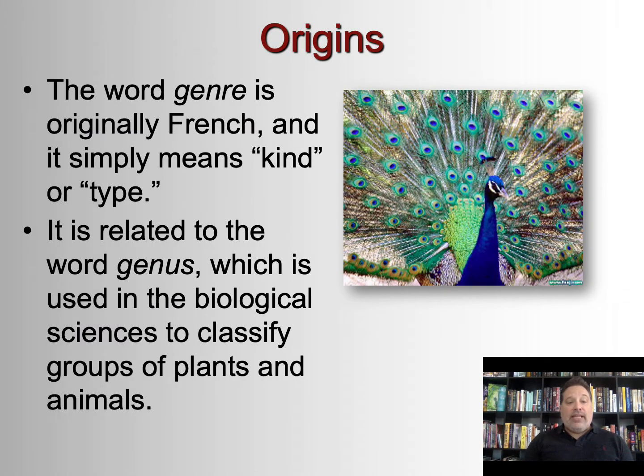The word genre is originally French, and it simply means kind or type. It's actually related to the word genus, which is used in the biological sciences to classify groups of plants and animals. Again, our classifications won't be quite as scientific, but genre is still very useful as a categorizing principle, as we will see throughout these lectures.